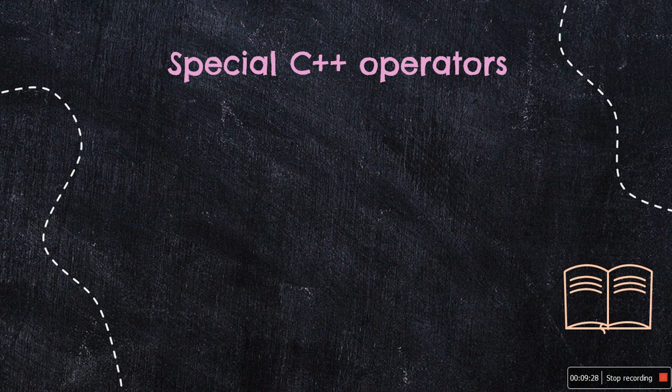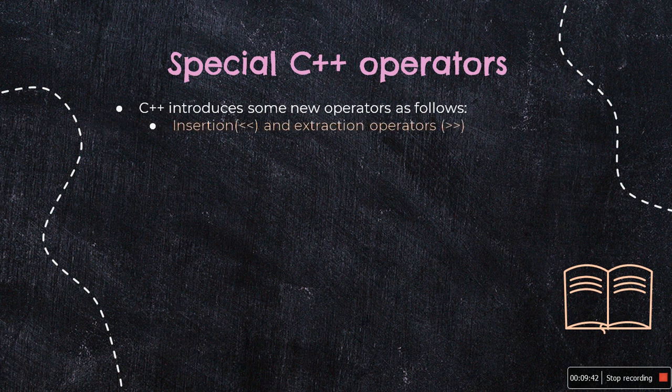Then there are some special C++ operators apart from the basic operators. It introduces some new operators, and we have already seen the insertion as well as extraction operators in the earlier lectures. If you haven't seen that, please visit my channel and watch the earlier lectures. Okay, and then the second type is scope resolution operator, which is represented by two colons, okay, followed by each other. We are going to talk about this in more detail.